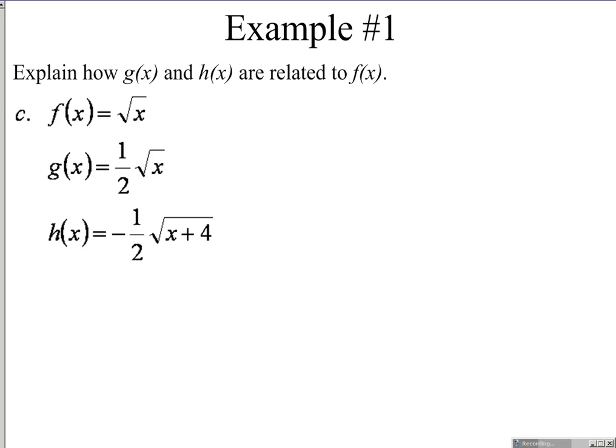Letter C, going from f of x to g of x. G of x is f of x. Coefficient of 1/2 now is between 0 and 1, so it's going to be shrunk vertically. So g of x is f of x shrunk vertically.